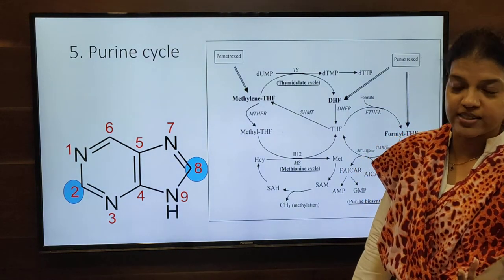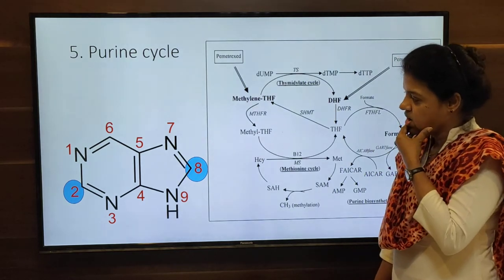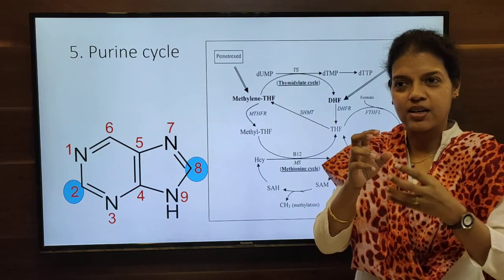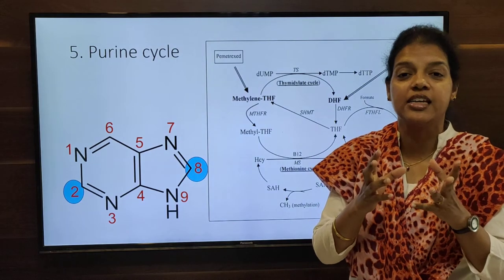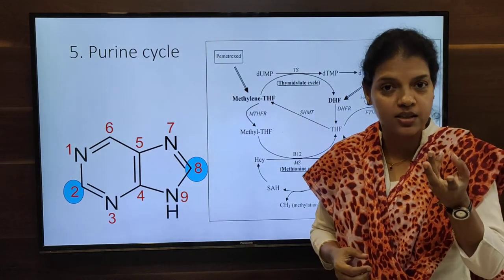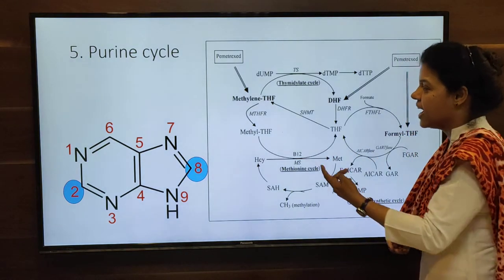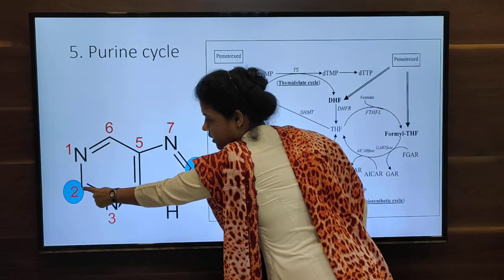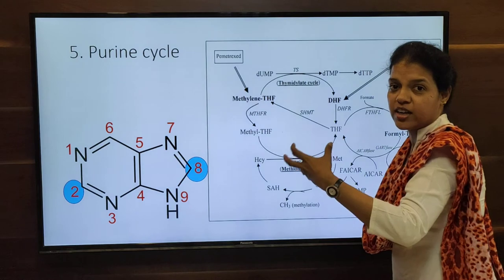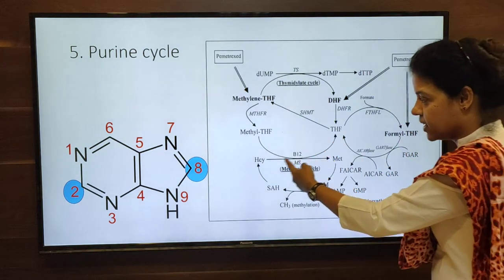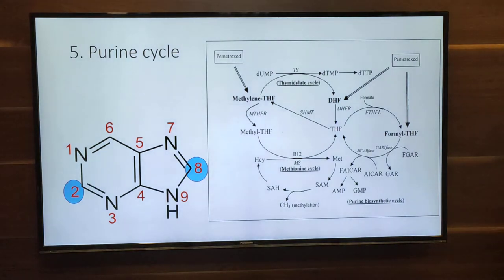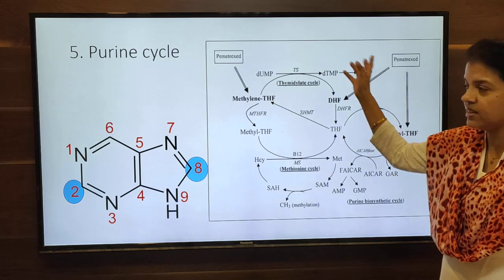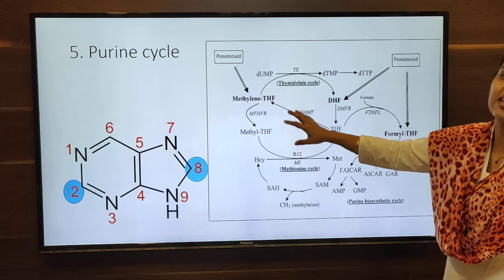So this is the last amino acid, and this is another interesting amino acid, because this actually is giving us an inside look into the DNA, the purines and the pyrimidines. The purine is a base, a nucleic acid base, and there are two particular reactions where folate plays a role. It is the second carbon here and the eighth carbon here. So folate plays a role in providing these two carbons in the purine cycle.